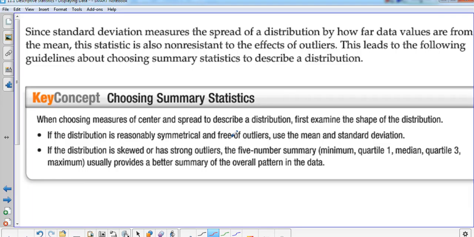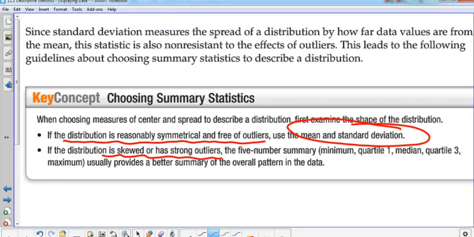When you're choosing which to use for the measure of center and spread, if the distribution is reasonably symmetrical and doesn't have outliers, like one point way out away from the rest, use the mean and standard deviation. If it is skewed or has outliers, use the 5-number summary, because the 5-number summary will throw outliers out separately. And we'll talk about what an outlier actually is in a minute.